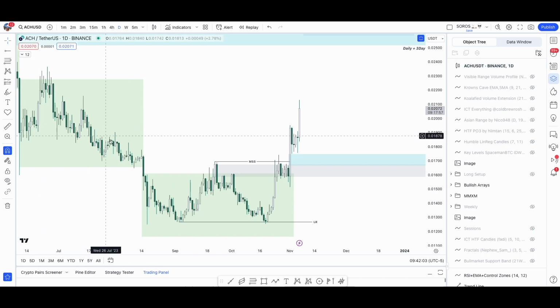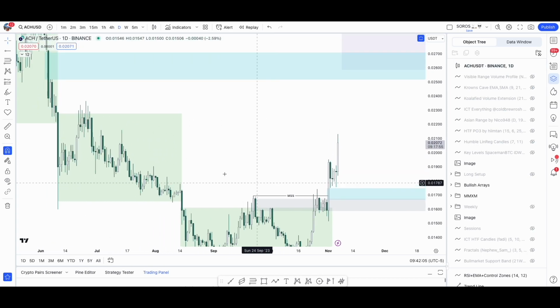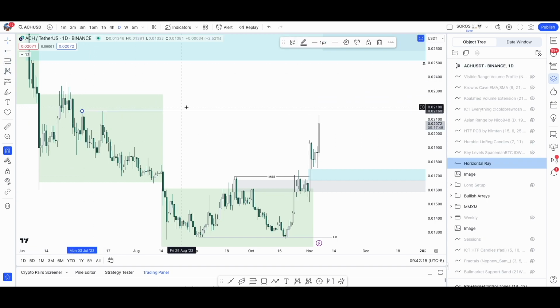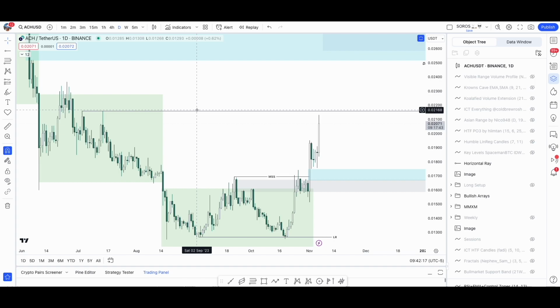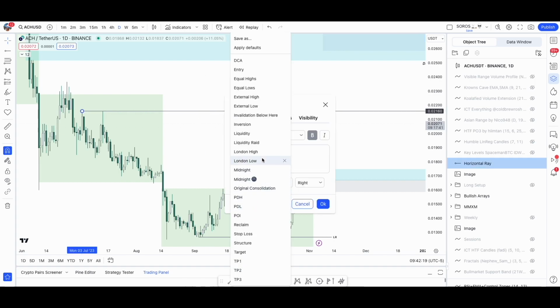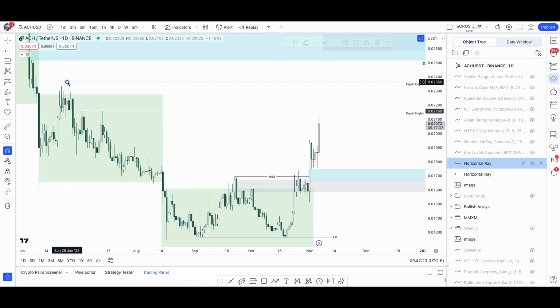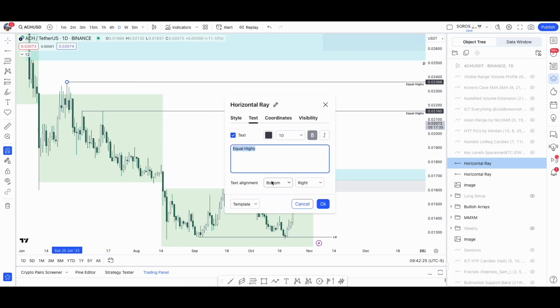There's a lot of low resistance liquidity. It could run right up into here and then reverse, so it doesn't have to come back immediately. But we do have equal highs right here. So those are your equal highs. And then we have a major liquidity pool right here.